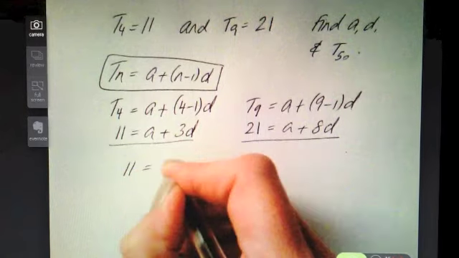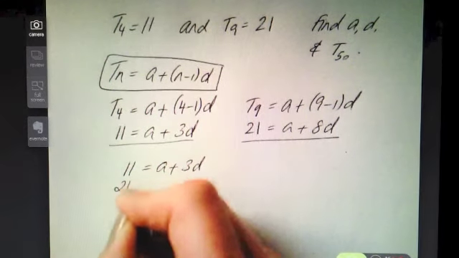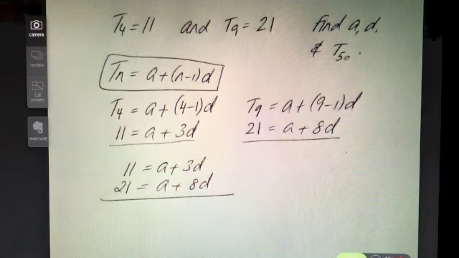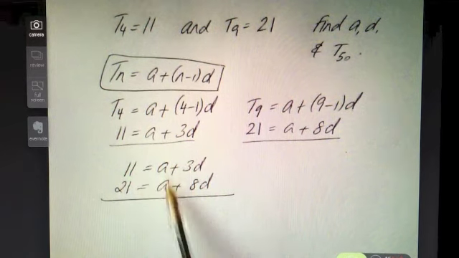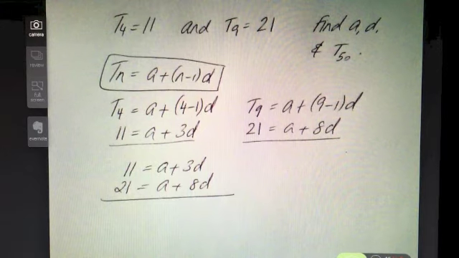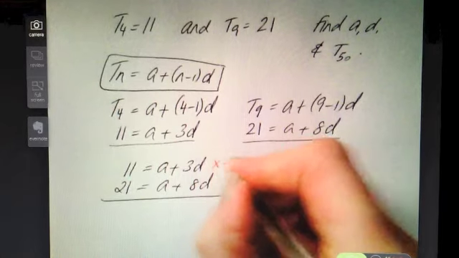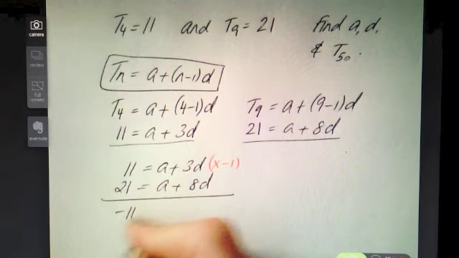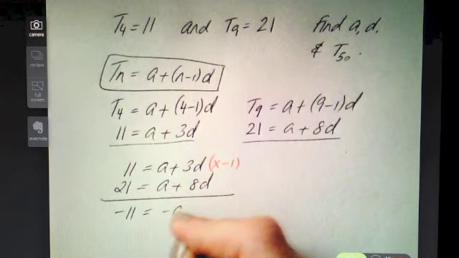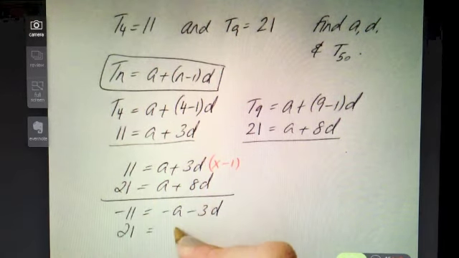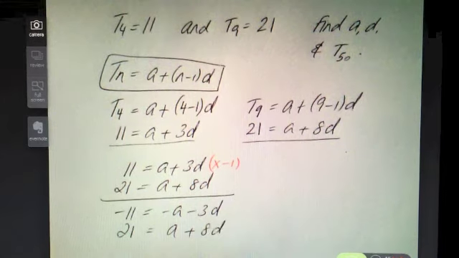So I have 11 equals A plus 3d and 21 equals A plus 8d, and I want to eliminate either the A's or the d's. The A's are set up quite nicely again because I've got the same amount of each, but I need one to be a plus and one to be a minus, so they actually cancel each other out. So I'm going to multiply that whole top line by minus 1. And when I do that, I get minus 1 times 11 is minus 11, minus 1 times A is minus A, and minus 1 times 3d is minus 3d. And the bottom line stays the same, 21 equals A plus 8d.